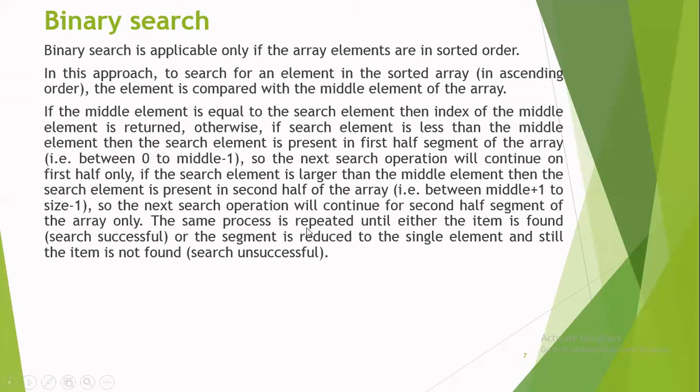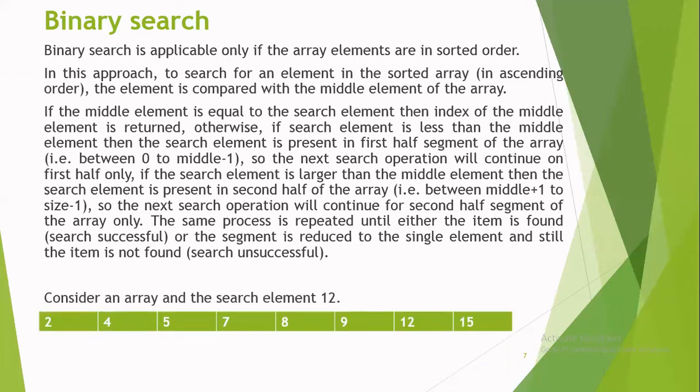This process is repeated until either the item is found in the list, which indicates the search is successful, or the segment is reduced to a single element and still the item is not found. In this case, the search will be unsuccessful. Let us now consider an example and understand this binary searching technique. Here I have considered an array with elements 2, 4, 5, 7, 8, 9, 12, and 15. And I have assumed the search element as 12.